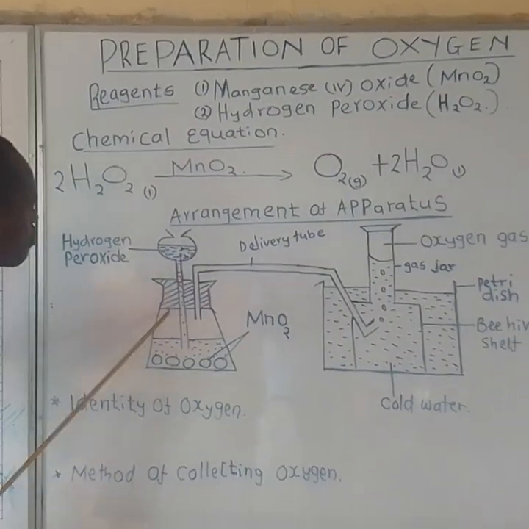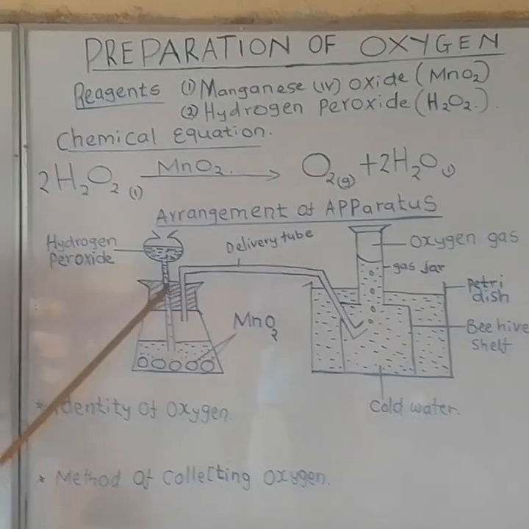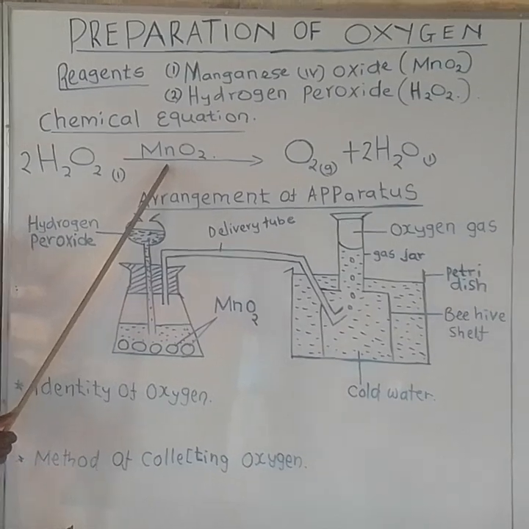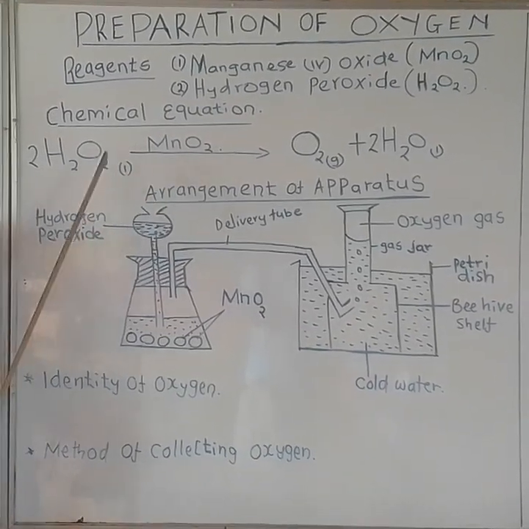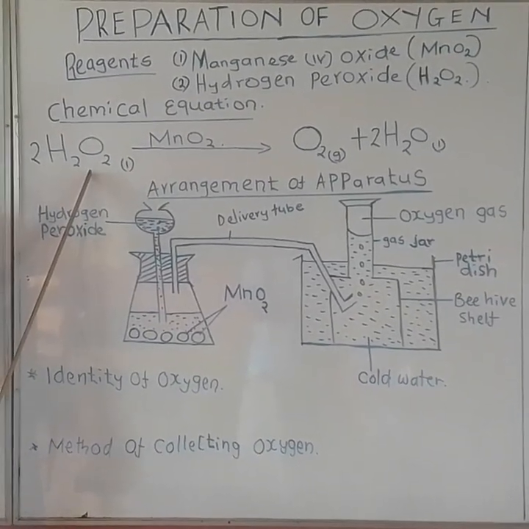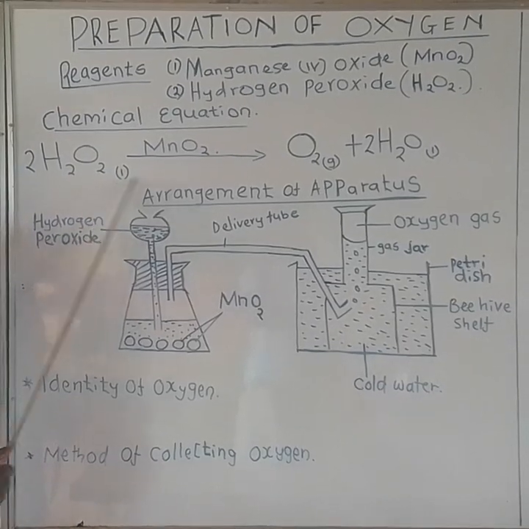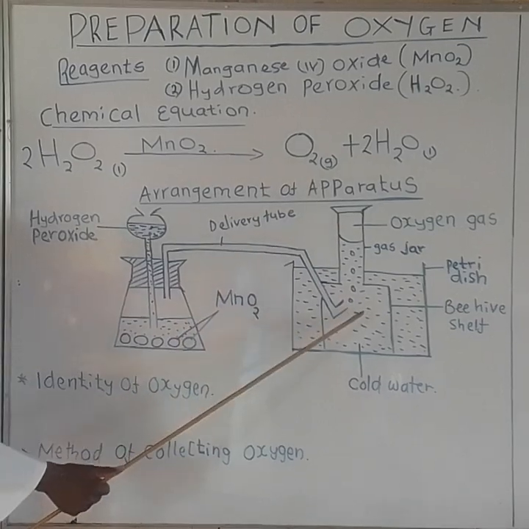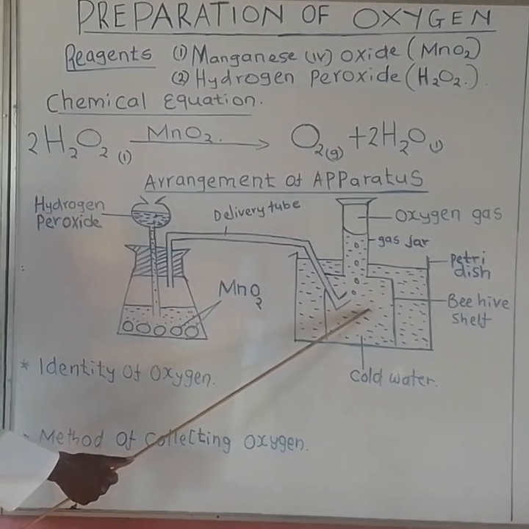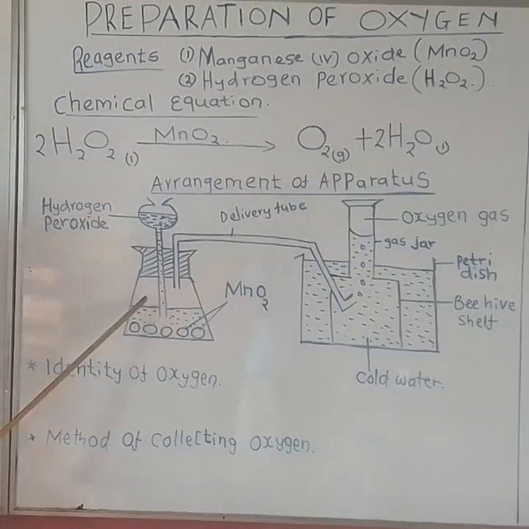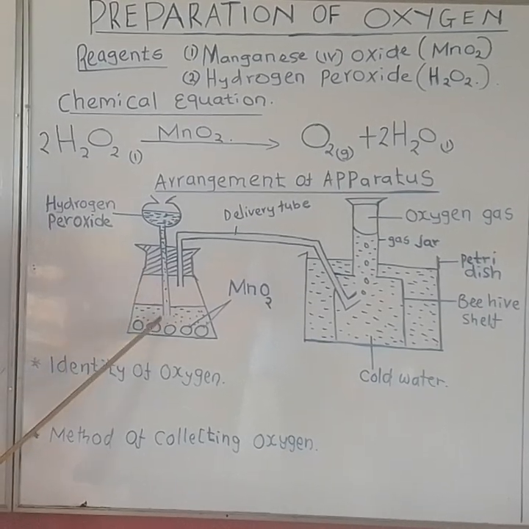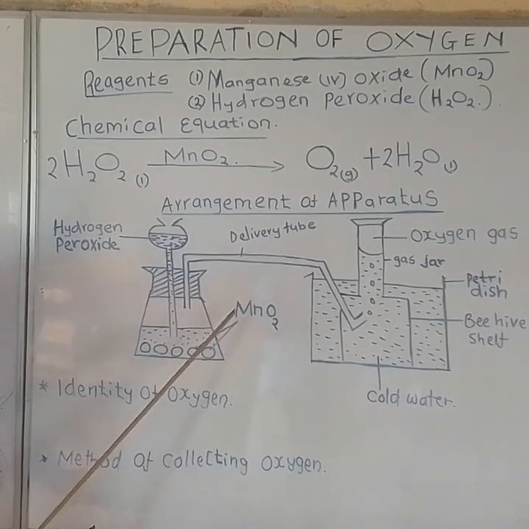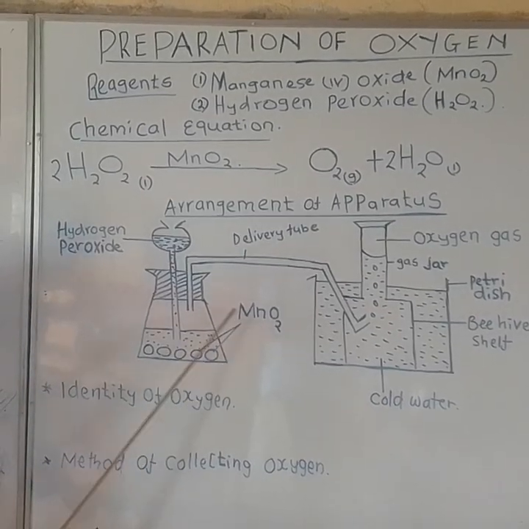Whenever we prepare oxygen, my student, hydrogen peroxide in the presence of manganese sulfide, which is a catalyst, just speeds up the decomposition of hydrogen peroxide liquid to oxygen gas plus water. And this oxygen is collected over water. Is it okay? Then in the conical flask, we have the manganese sulfide solid, the black solid. It is here, you have seen. This is the formula of manganese sulfide.